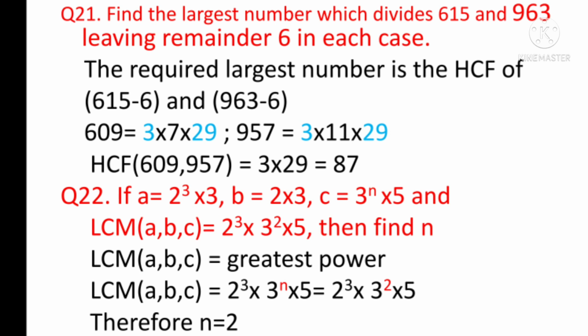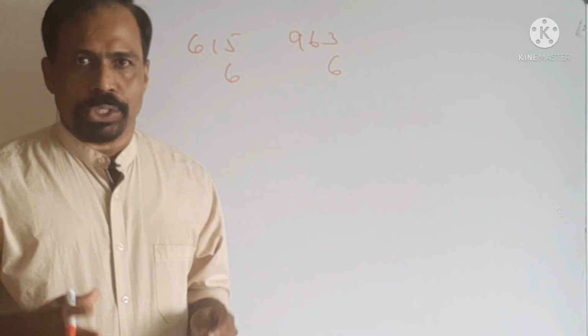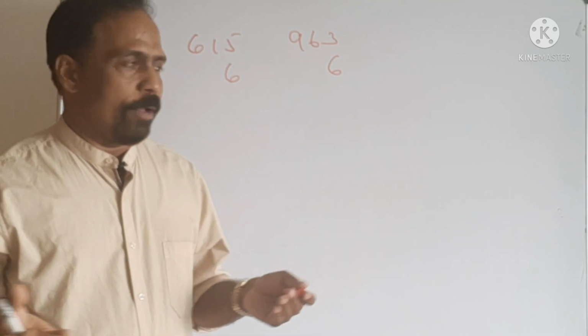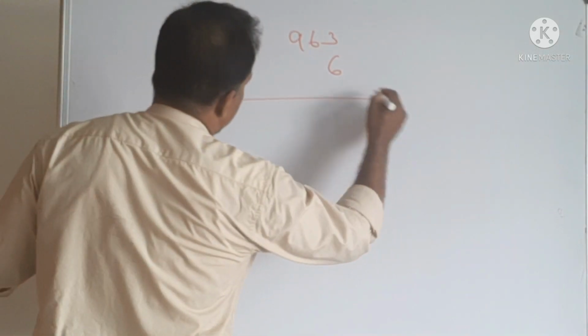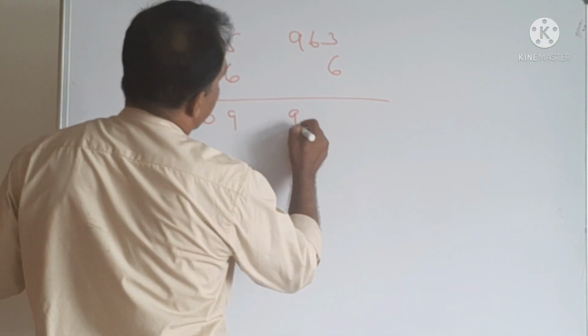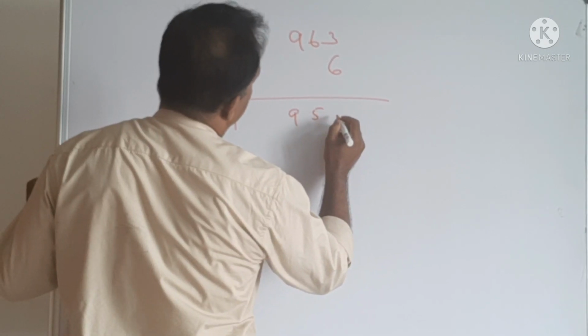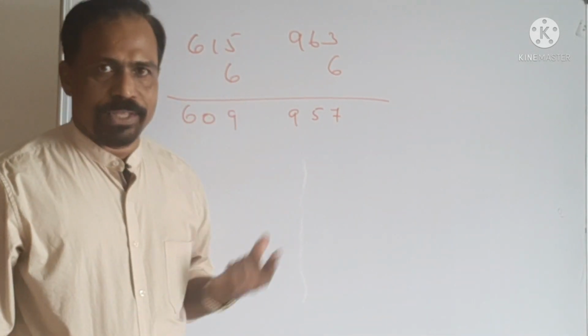Find the largest number which divides 615 and 963, leaving remainder 6 in each case. So we have to find out the largest number. That means we have to find out the HCF. We have a remainder 6 in both the cases, so we will subtract. It will be 609 and 957. So we have to find out the HCF of these two numbers.